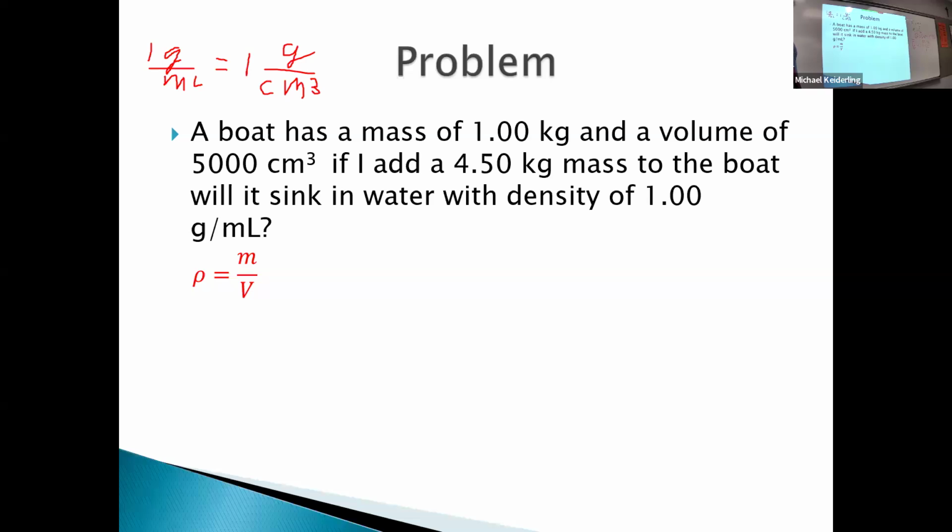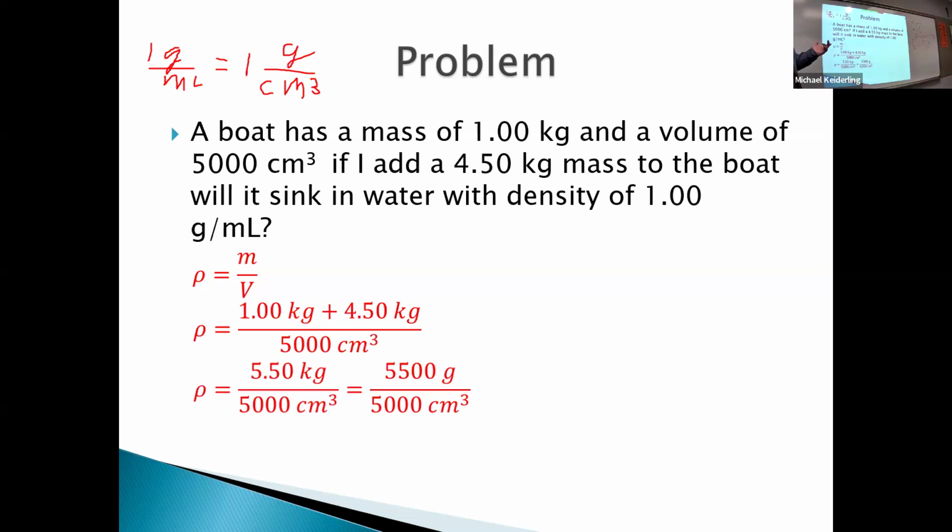Almost, but no. So the density is the mass over the volume. Our mass is the 1 kilogram for the boat plus the 4.5 kilograms of cargo that we added, divided by the volume, 5,000 cubic centimeters. But this is in kilograms and cubic centimeters. We need it in grams and cubic centimeters. So this is 5.5 kilograms over 5,000 cubic centimeters, so that's 5,500 grams over 5,000 cubic centimeters. So this boat has a density of 1.1 grams per cubic centimeter.